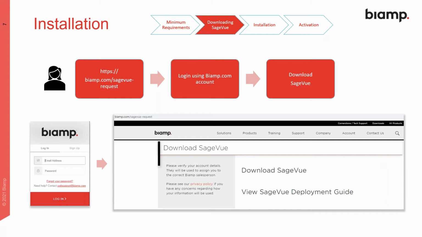But either way, you're going to navigate to biamp.com/SageVue-request. That'll give you the prompt there to either log in or sign up, creating a new Biamp.com account. Once logged in, you'll be presented with a download link for SageVue, and you can download that right away and get off and running. We also have a link there to the SageVue deployment guide.